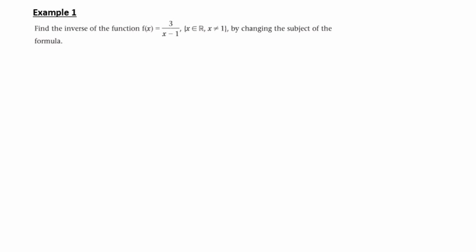So now that we've got an idea of what an inverse function is, it's just the opposite of an original function, we now need to be able to actually find what an inverse function would look like. So this is an example that I've taken from your booklet from page 43, where we're given a function, f(x) equals 3 over x minus 1, and we're asked to find its inverse.